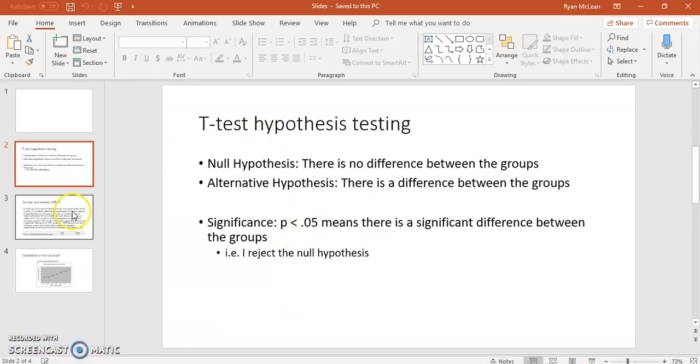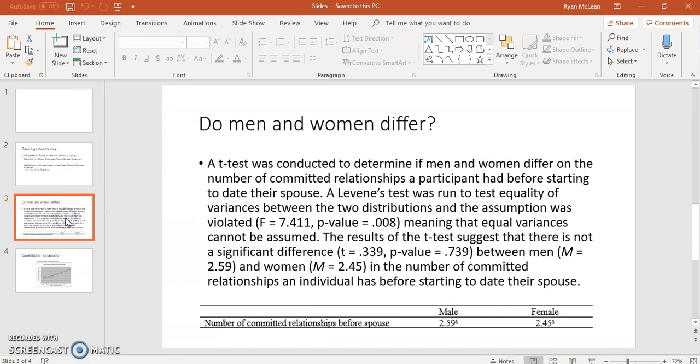So if I was writing up a results section, I'd say something like, a t-test was conducted to determine if men and women differ on the number of committed relationships a participant had before starting to date their spouse. A Levene's test was run to test equality of variances between the two distributions, and the assumption was violated. We've got this F statistic and our p-value, meaning that equal variances cannot be assumed.